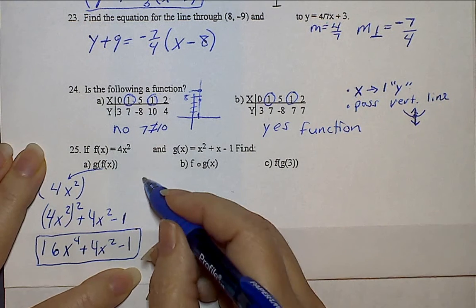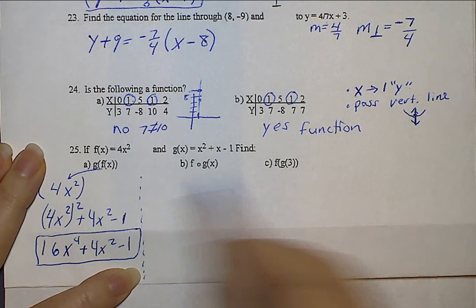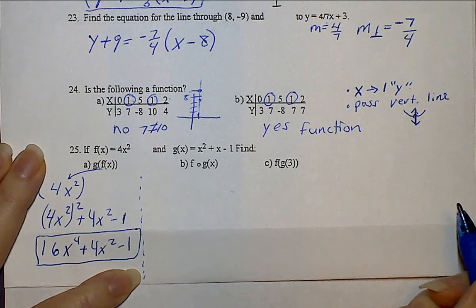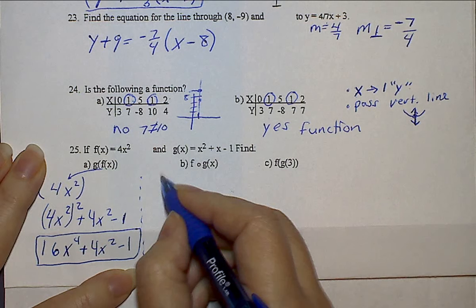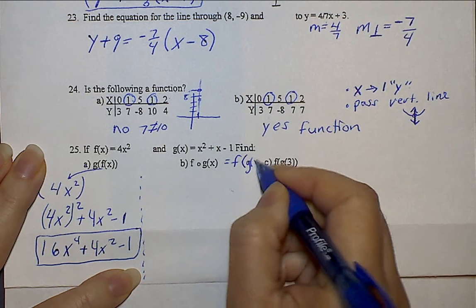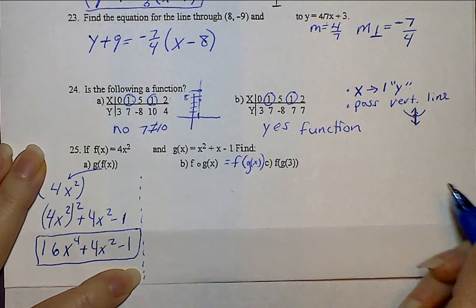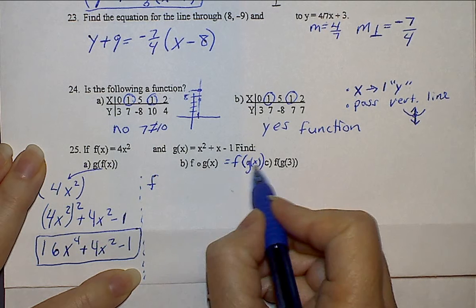Alright. I'm going to start B way over here because I know it's going to take some space. Alright, so now the first thing you want to do is rewrite this. This means that we're finding f of g of x. So we're going to put f on the outside and then this g on the inside.